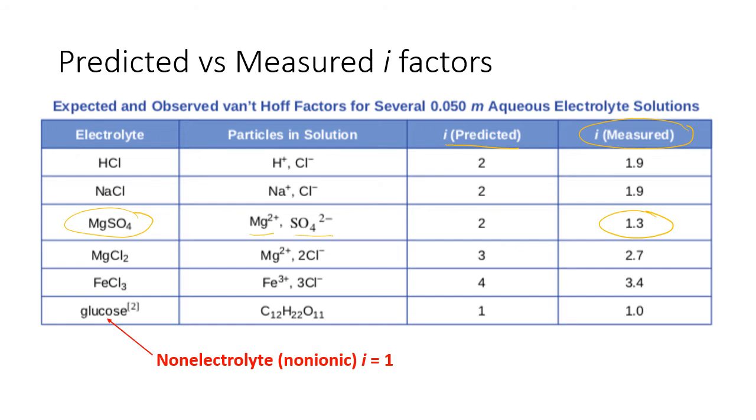Something like iron 3 chloride is going to break up into Fe3 plus, and then you're going to get 3 chloride anions per formula unit, so a total of 4 particles. We would assume the predicted I factor is 4. In reality, though, it's only 3.4 due to ion pairing. Anytime you have a non-electrolyte, something with carbon, hydrogen, oxygen, like glucose, we're going to end up seeing that it breaks up into only 1 particle overall. So the I factor is always going to be equal to 1 for a non-electrolyte.